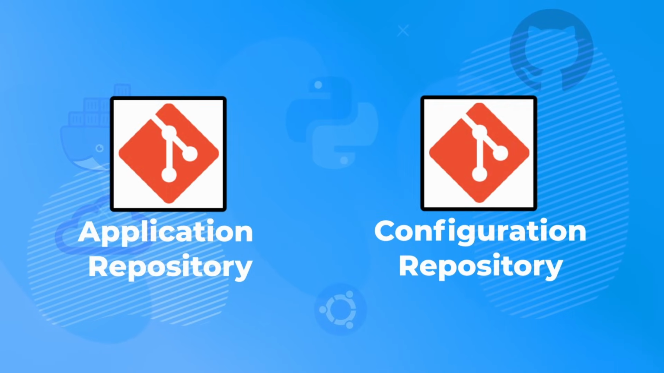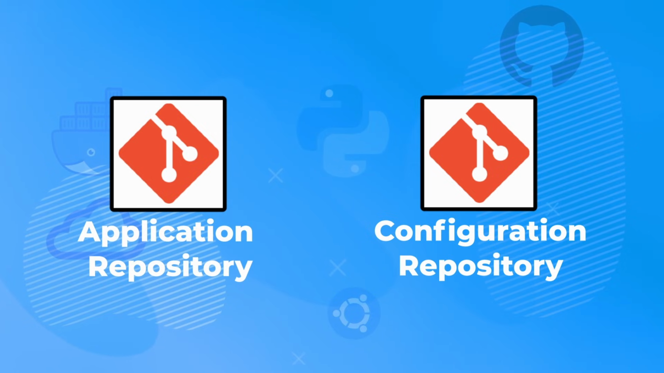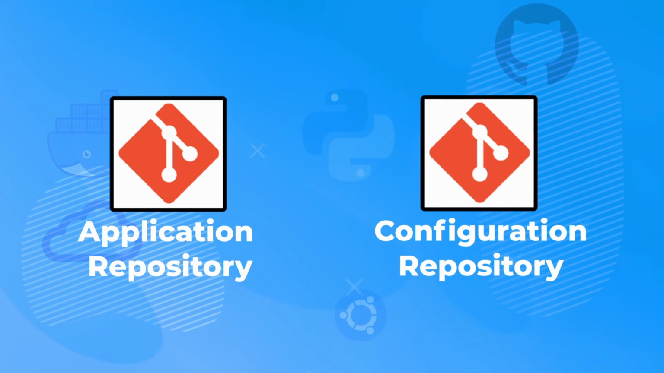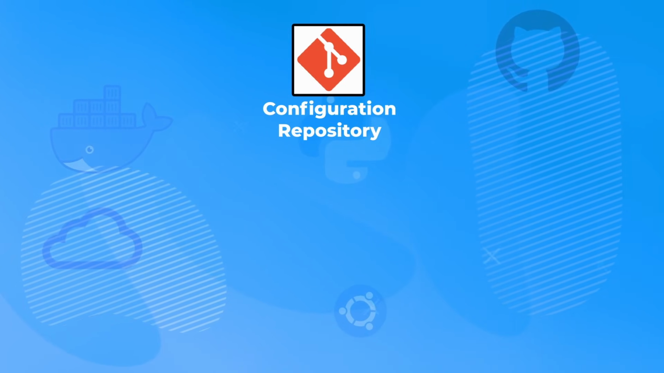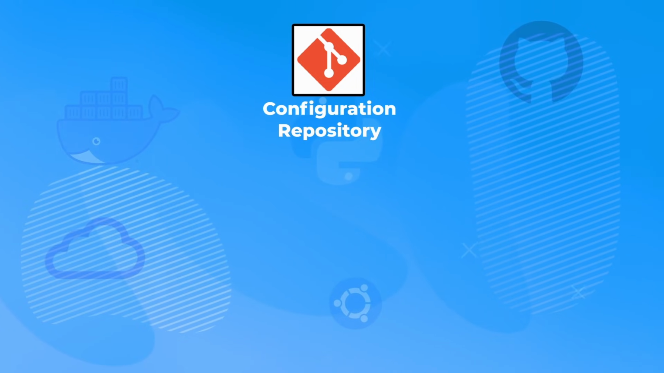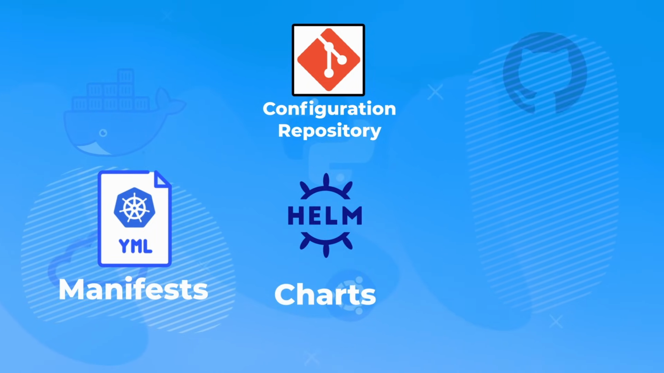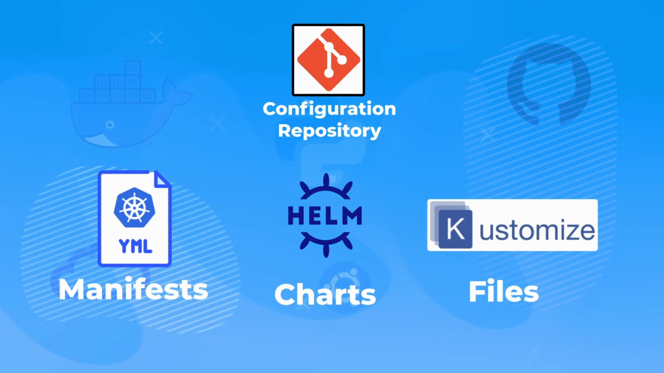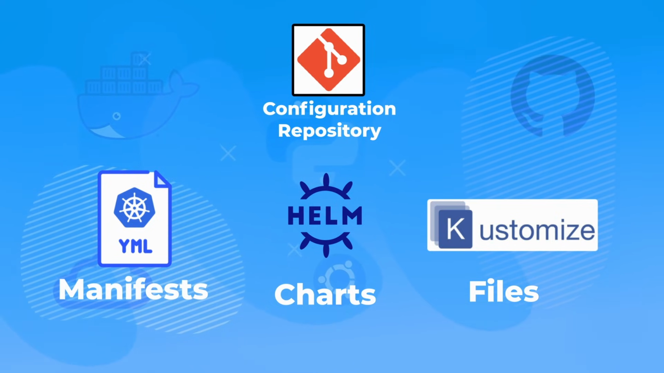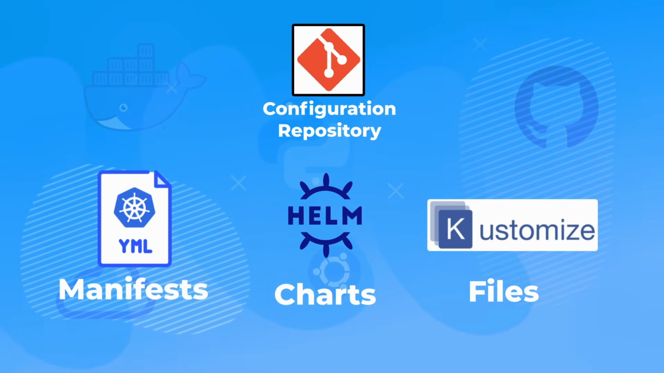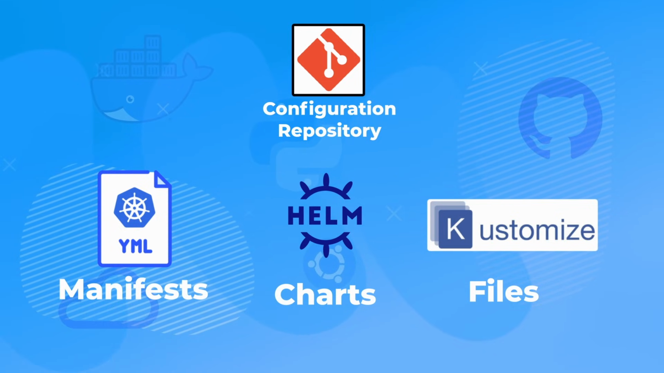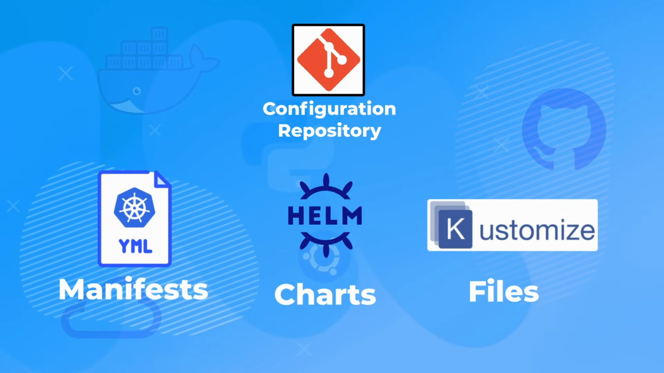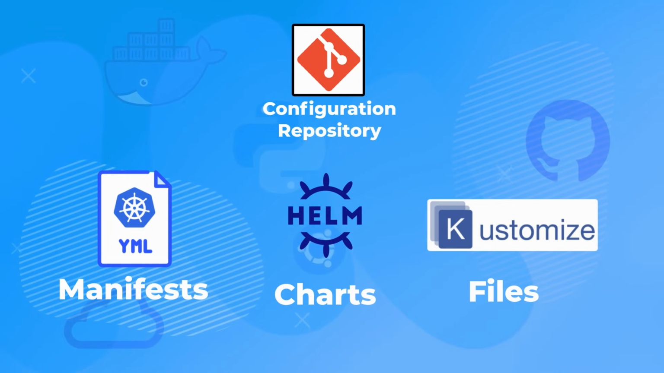So when it comes to GitOps, it's a best practice to have two repositories, one for your application source code and another one for your configuration code. In your configuration repository, you should have your Kubernetes manifests, Helm charts, or Kustomize files which would define your Kubernetes assets, such as deployments, services, and configuration maps. Whenever this configuration repo gets updated, that's when ArgoCD is going to kick in and do its sync.